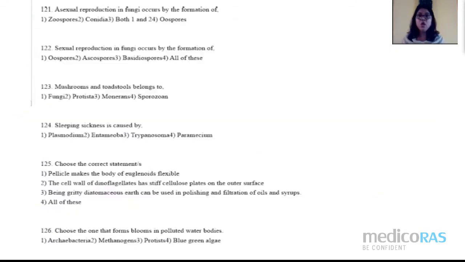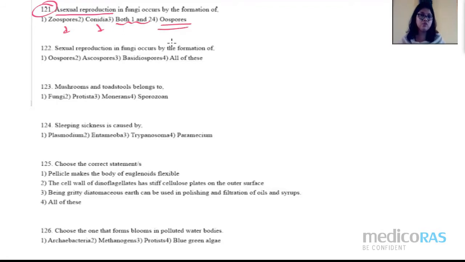Come to the next question then. So this is question number 121. In that question you can see they are asking about asexual reproduction in fungi, which occurs by the formation of what. So we know zoospores are motile and asexual, and conidia are exospores, right? And therefore both 1 and 2 are correct.